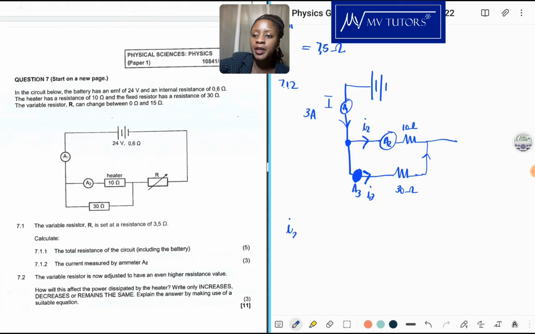How would we work it out? The current at 2, you're basically going to take that 3 and multiply it by a ratio. And what is that ratio? Well, in the denominator I have the 10 plus the 30, and I want to know what A2 is.